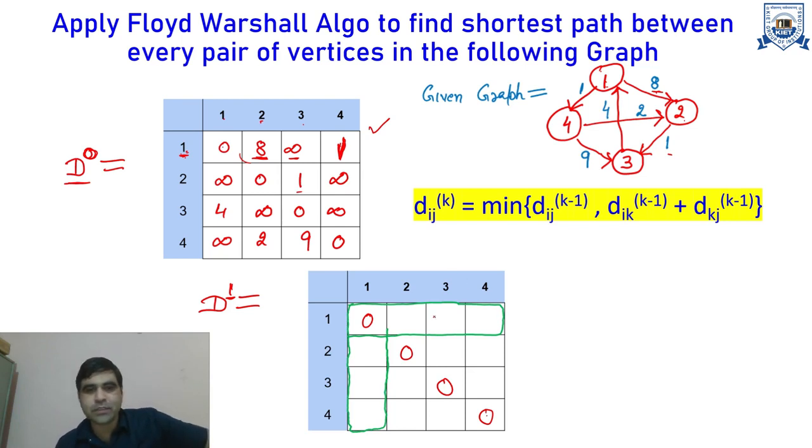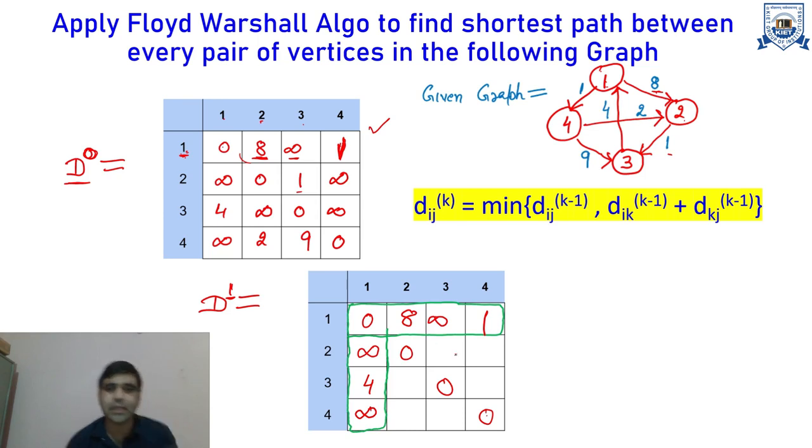Second thing is, first step is that the diagonal elements are 0. Second thing is that once you are calculating D1, then D naught will be considered as the base matrix, and the first row and first column will be copied as it is from D naught. So first row is 0, then we have 8, then infinity, and then 1. Similarly, in this column we have infinity, we have 4, and we have infinity. So when we are calculating D1, the first row and first column will be copied as it is, or you can say these are our working row and working column.